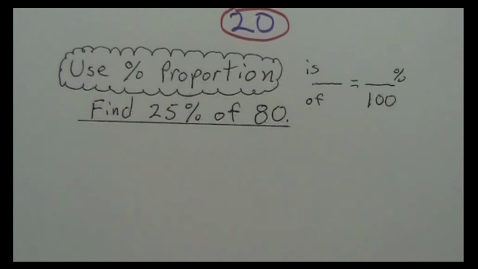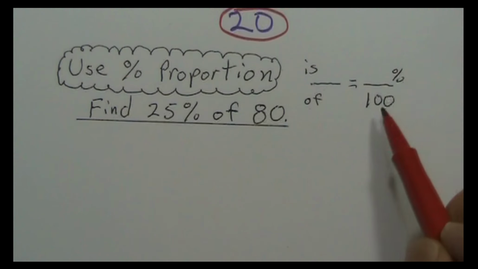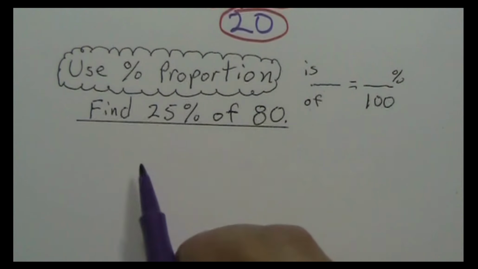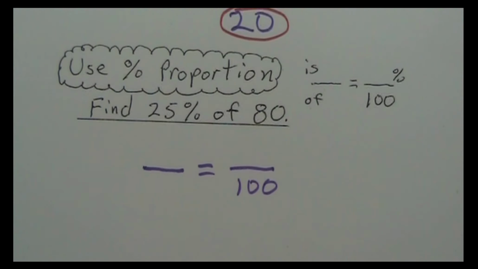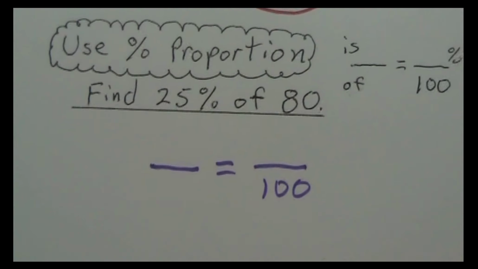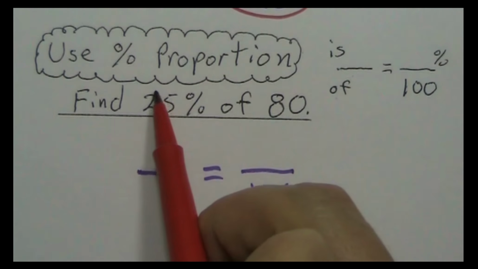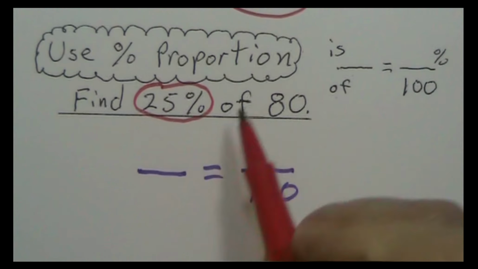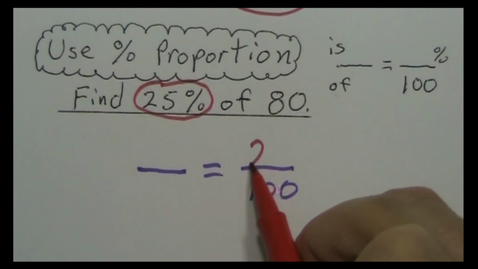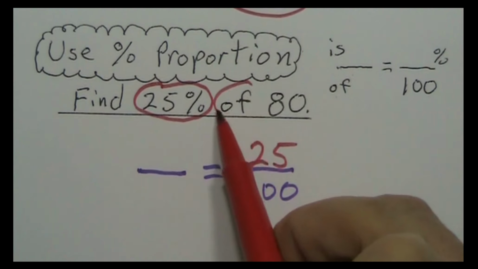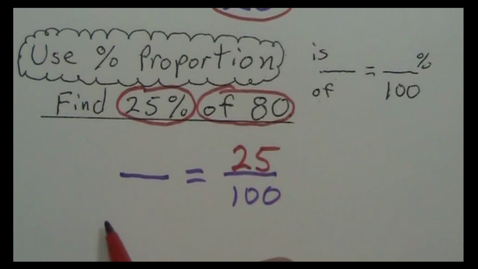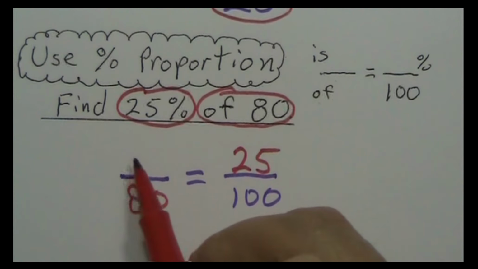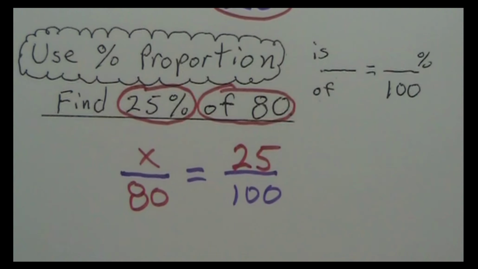Okay, now let's use proportions. You know, the is, of, percent, 100. I'll just make it right here. So what numbers do we have here? We have 25%. That number goes right here. That's a percent number. Then I have of 80. That's my of number down here. And you're missing the is number. That's what you're missing.